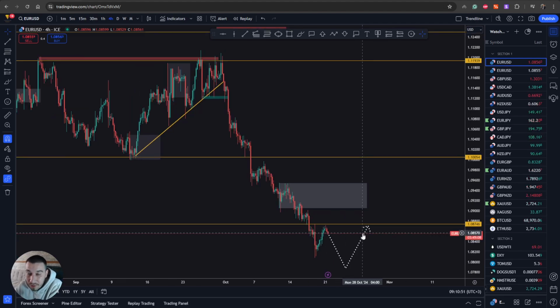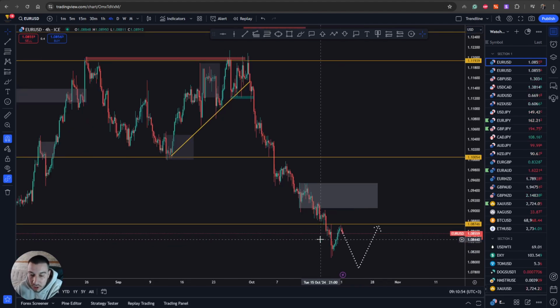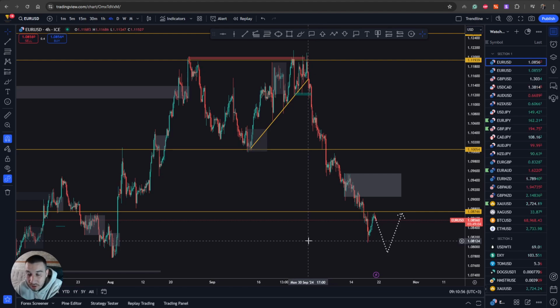I'm personally definitely not looking to enter a short trade, considering the key levels that we're currently testing on the dollar index and on euro dollar as well.